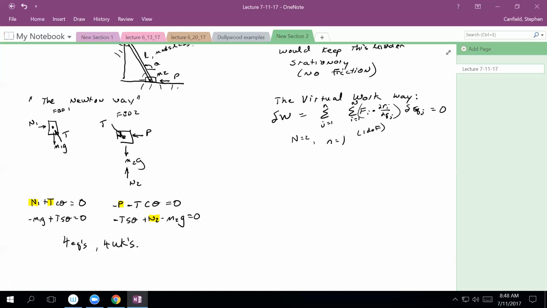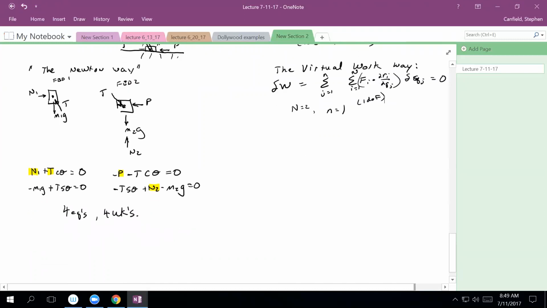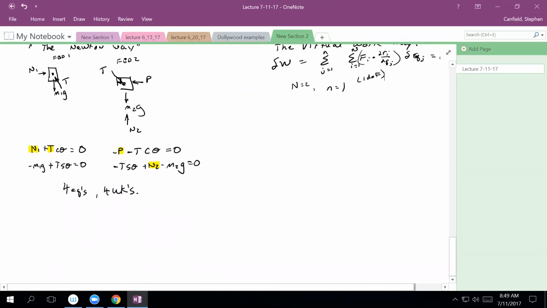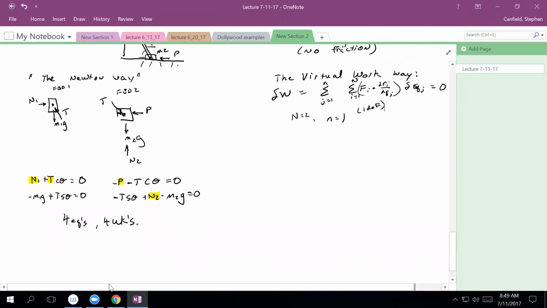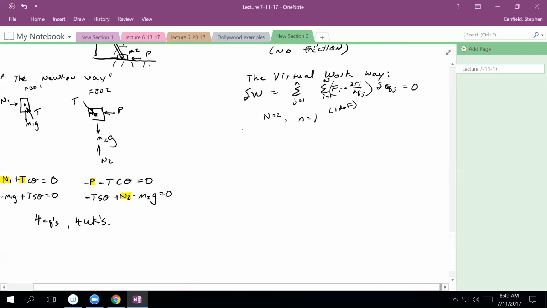Let me do this in two steps. Let's first look at it without specifically talking about generalized coordinates. So we'd say we want the sum for I equal 1 to capital N of F sub I dotted with my variation in r sub I, equal to 0.